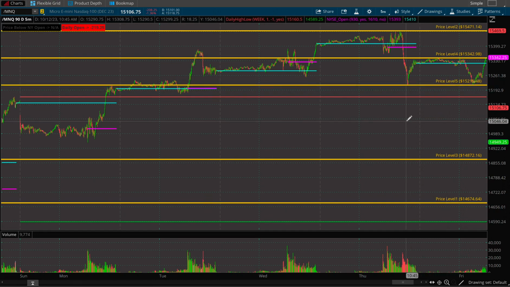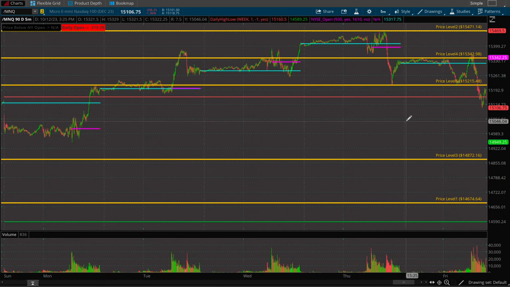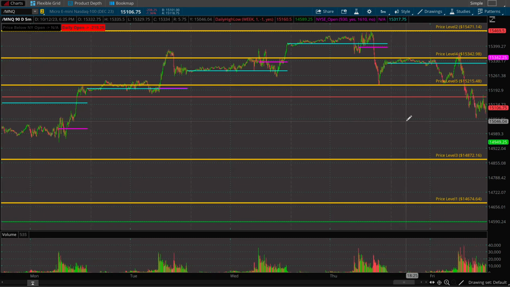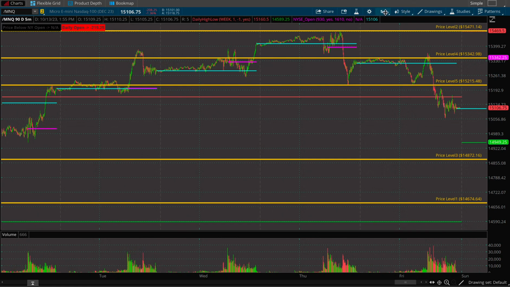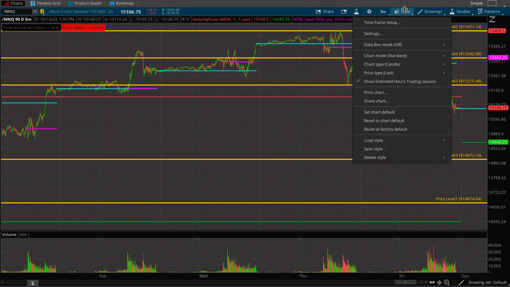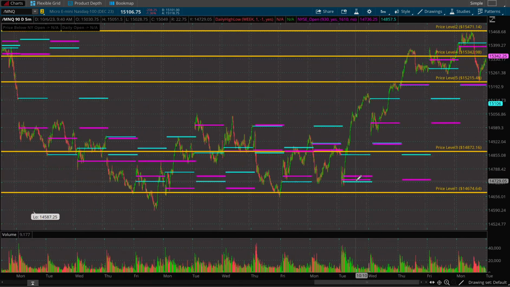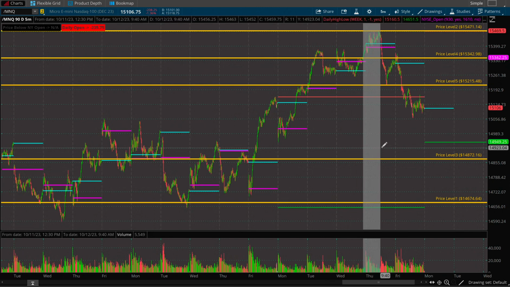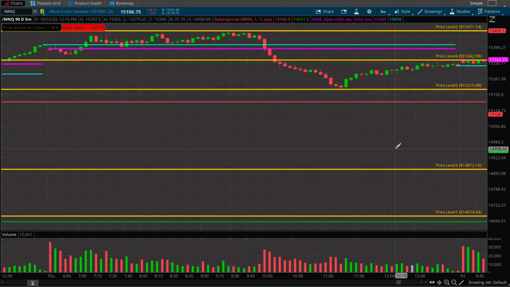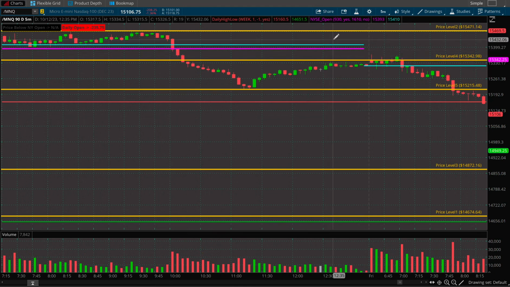Great. Now I'll wait for the opening balance. So here, let's go to remove extended hours and start right there. So let's look at here. That's the previous day. That's the open, that's the close.